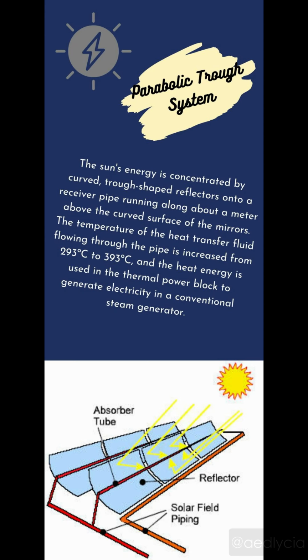In a parabolic trough system, the sun's energy is concentrated by trough-shaped reflectors onto a receiver pipe above the mirror's curved surface. Moving on to the power tower system. This uses sun-tracking mirrors called heliostats to focus sunlight onto a receiver at the top of a tower. Next up, we have the linear Fresnel system. It consists of many collectors in parallel rows, much like the parabolic trough system, which are typically aligned in a north-south orientation, focusing the sunlight onto the absorber tube.